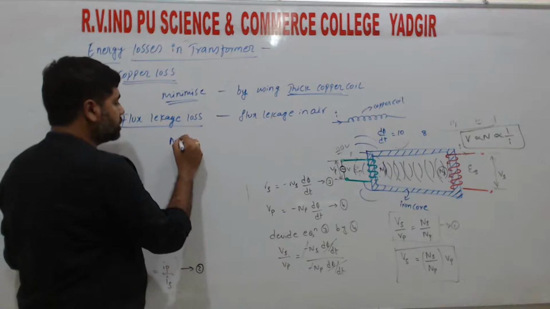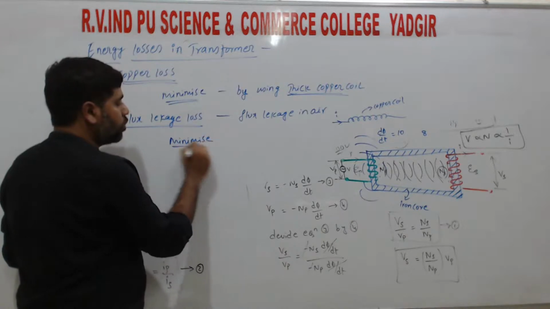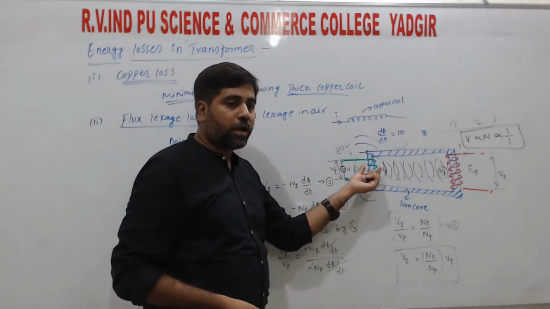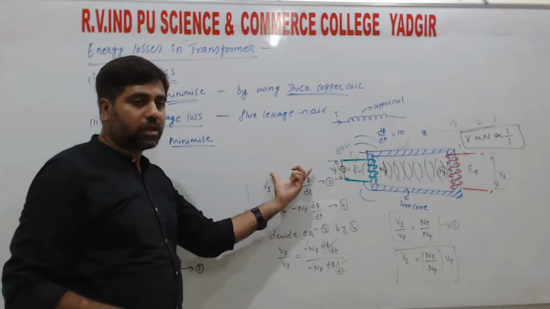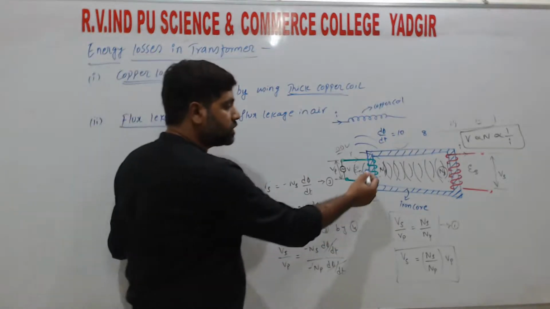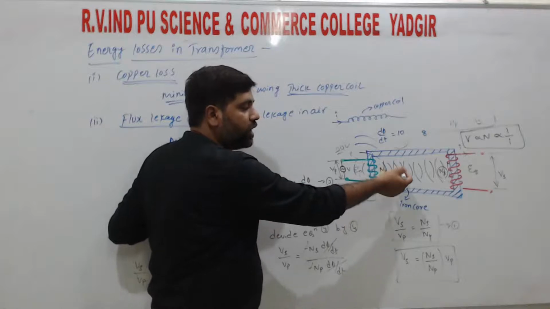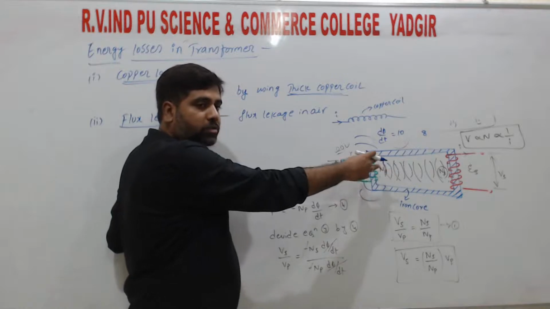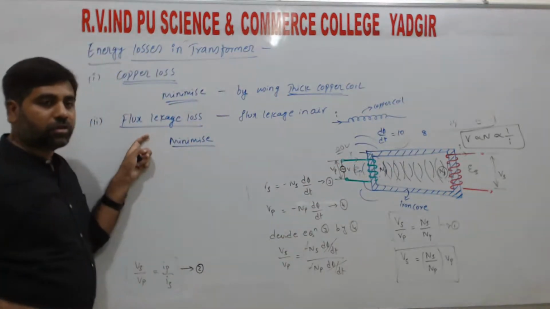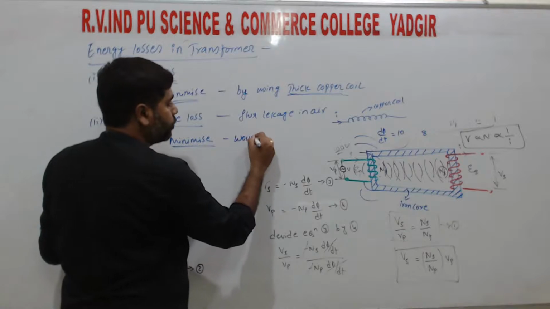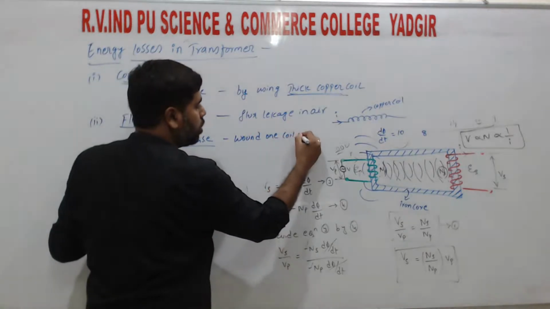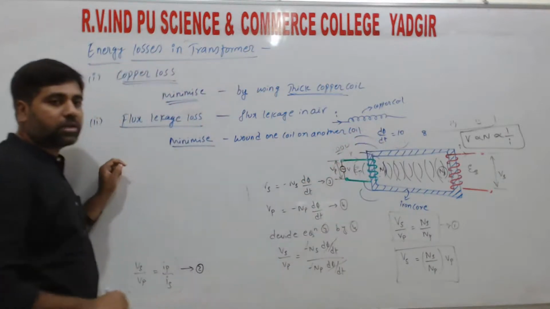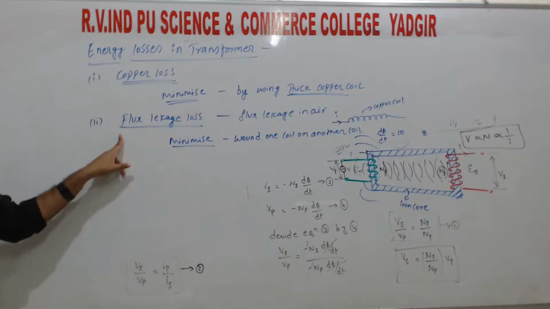So how to minimize? We need to choose one coil which is wound on the other coil. There are two methods of coil winding. If we wind one coil on top of another coil, whatever flux is generated, the same flux will reach the secondary coil. There is no intermediate air space between the two coils, so the leakage will be reduced, right? So wind one coil on another coil. When we wind like this, the flux leakage loss reduces, right?